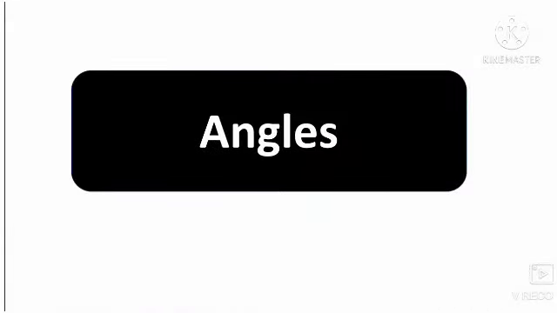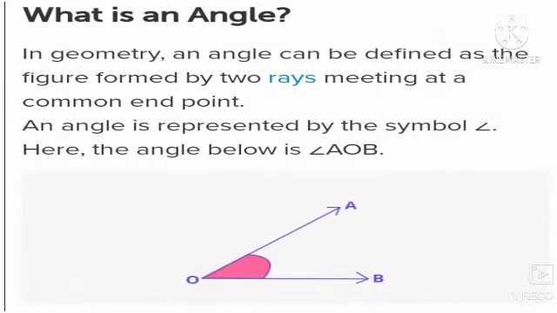Angles. Let us see about angles. What is an angle? In geometry, an angle can be defined as the figure formed by two rays meeting at a common endpoint. Here, the two rays are called arms of an angle, and the common endpoint is said to be the vertex. An angle is represented by the symbol. Here, the angle below is angle AOB.